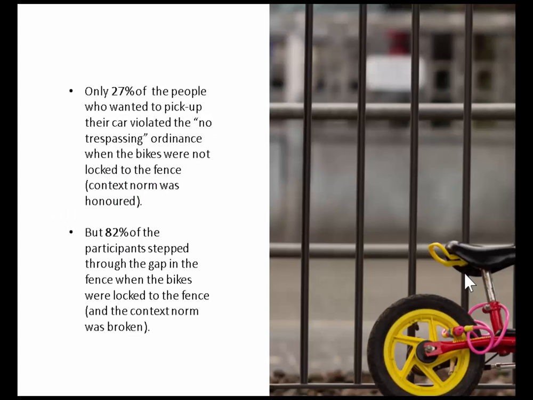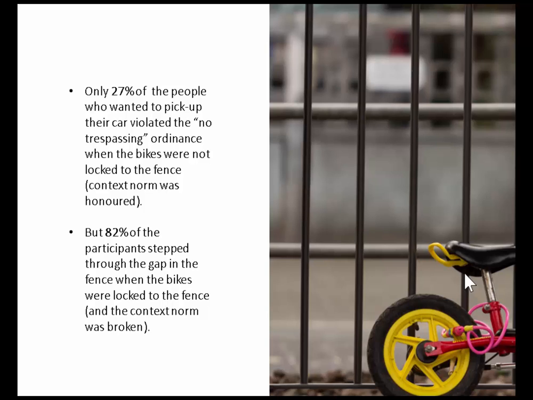Well, the results were equally stunning. So only 27% of the people who wanted to pick up their car violated the no trespassing ordinance when the bikes were not locked to the fence. So that was the order condition. There was a sign, no bikes to the fence. There were no bikes at the fence. There was also a sign, no trespassing. There was a hole in the fence. People didn't walk through. They followed the norms.